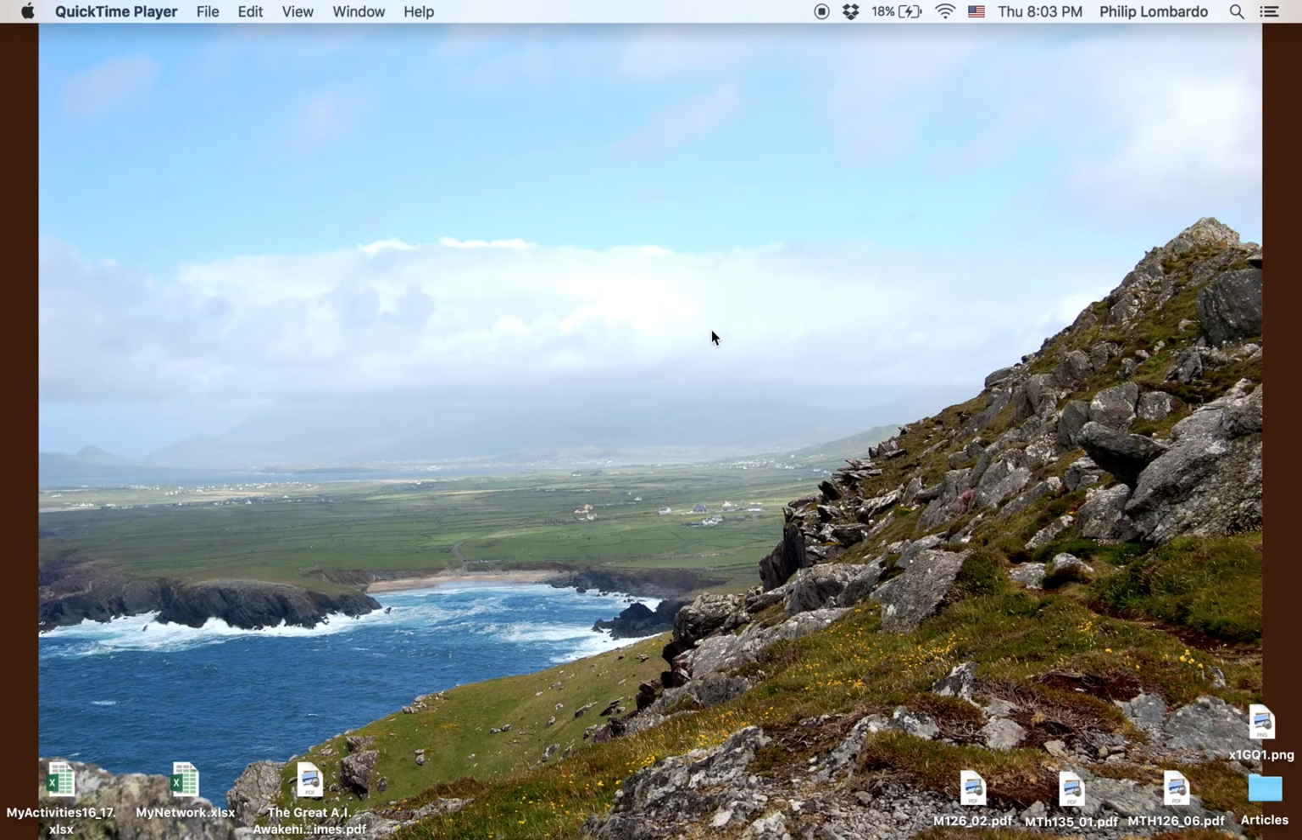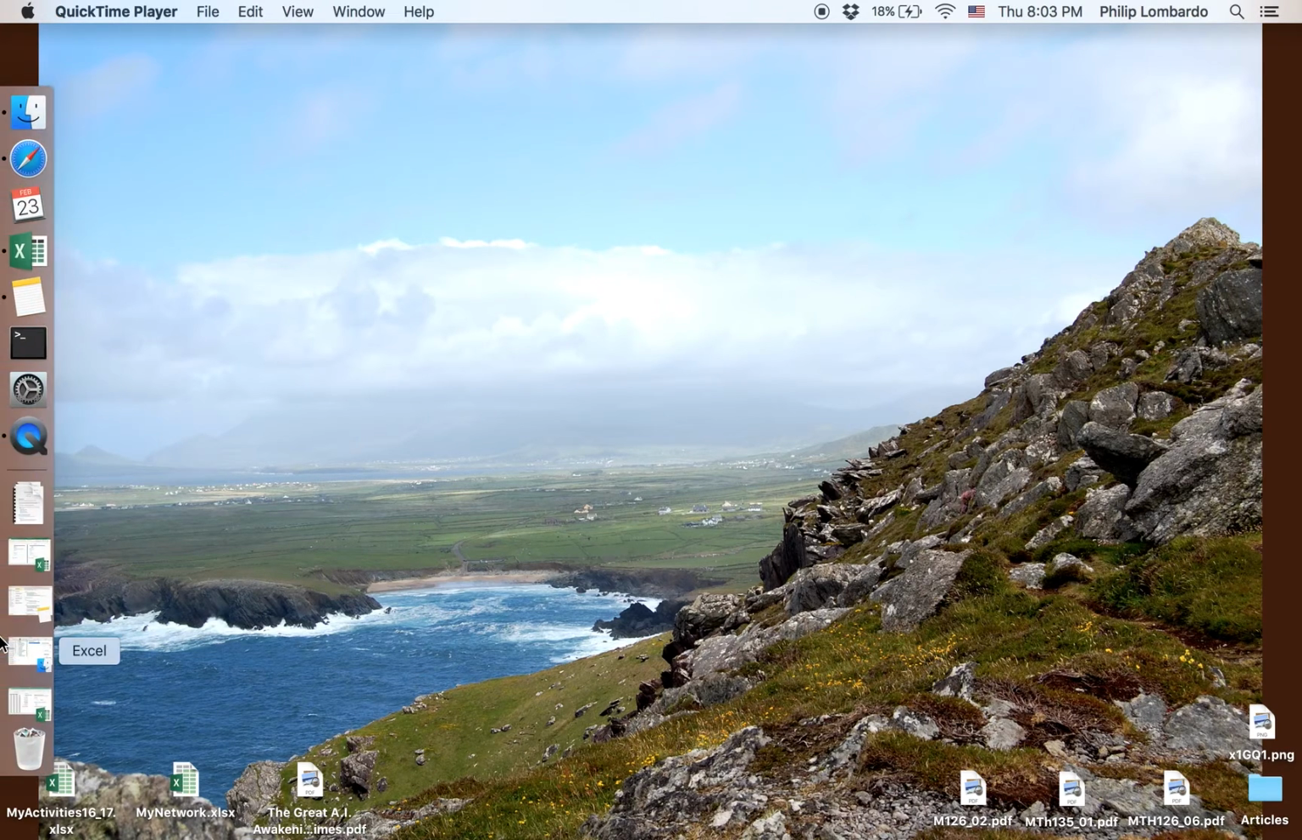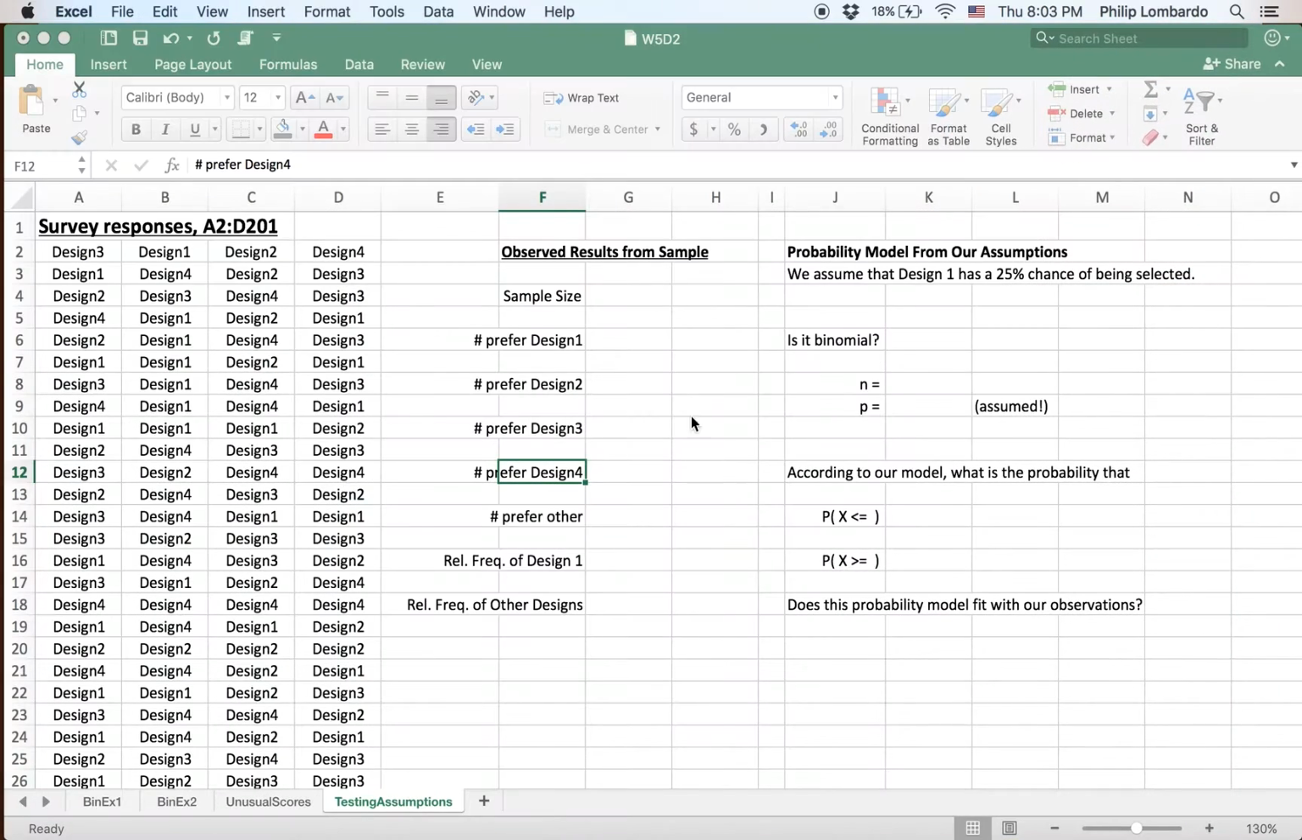Our last example here that I want to show you uses the binomial distribution in kind of an interesting way. We're going to use our binomial distribution to test an assumption. So here's our basic setup. We're going to work off of our W5 D2 workbook, and we're going to go to the last tab, which is our testing assumptions tab.